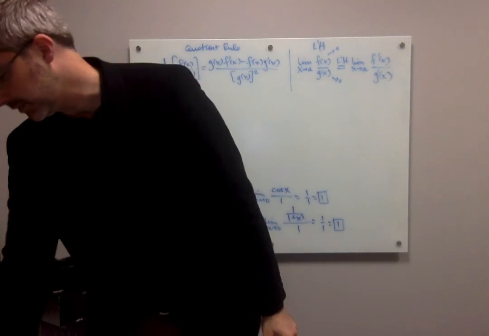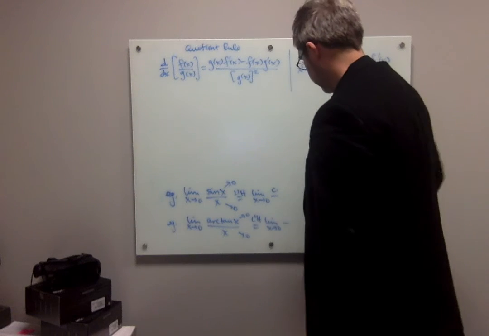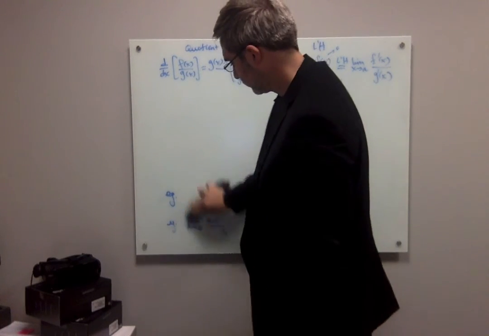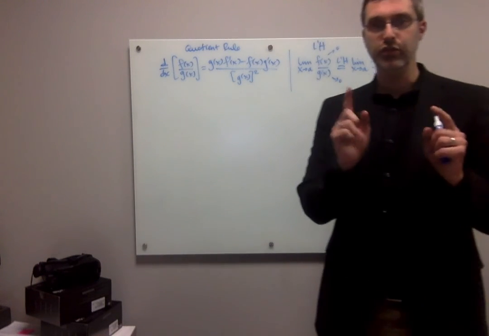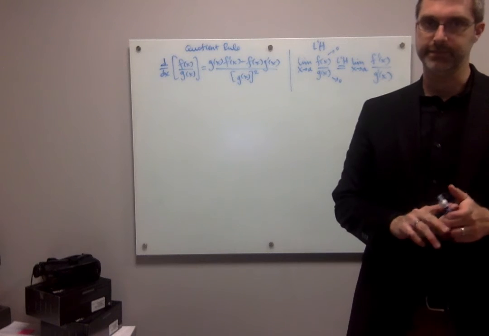I think sometimes people start confusing those two and then they'll try to do the quotient rule on one of these fractions, and that's not the point here. We're not taking the derivative, we're taking the limit and we're using derivatives to find that limit.